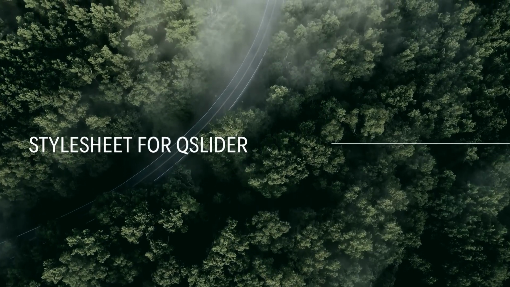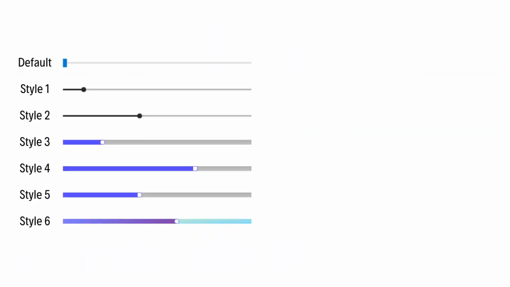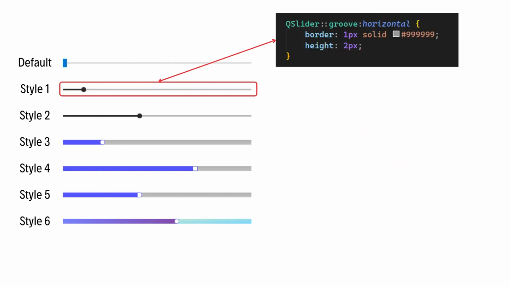Welcome to this tutorial on customizing the styling of QSlider using CSS and Qt. In this video, we'll be exploring how to modify the appearance of a horizontal slider widget by applying custom CSS styles. To begin, let's take a look at how to style the groove of the QSlider.